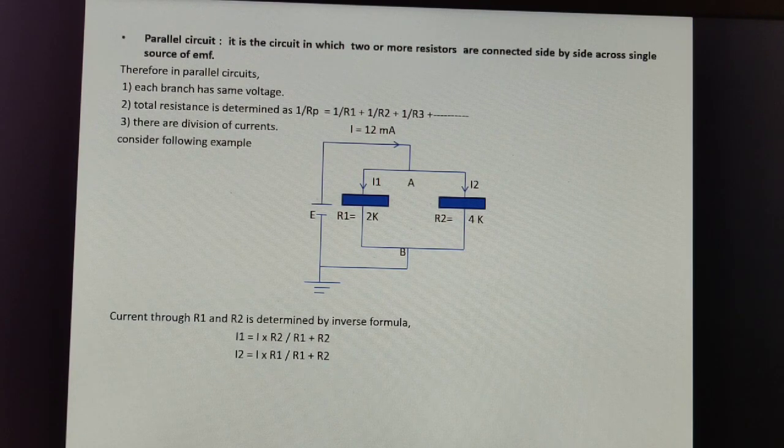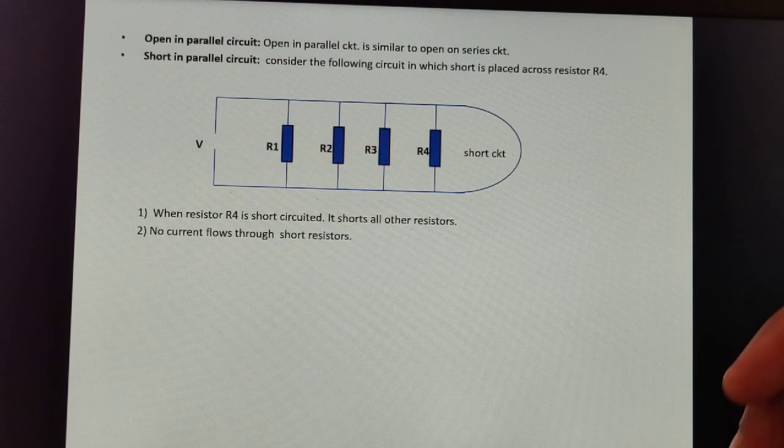Then we calculate current through R1 and R2 by inverse formula, that is I1 equal to I into R2 upon R1 plus R2, and in second branch current I2 is equal to I into R1 divided by R1 plus R2.